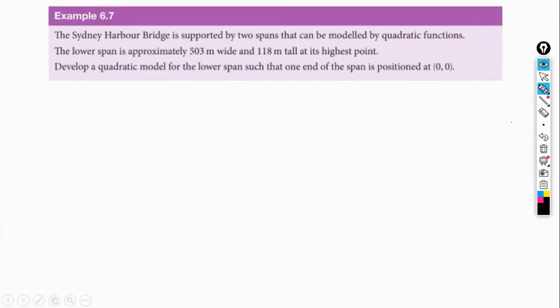So next we have example 6.7, and it says the Sydney Harbor Bridge is supported by two spans that can be modeled by quadratic functions. The lower span is approximately 503 meters wide and 118 meters tall at its highest point. Develop a quadratic model, so they want a quadratic model for the lower span, such that one end of the span is positioned at 0, 0.